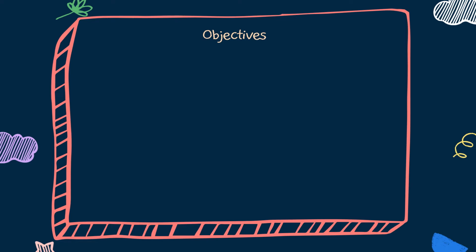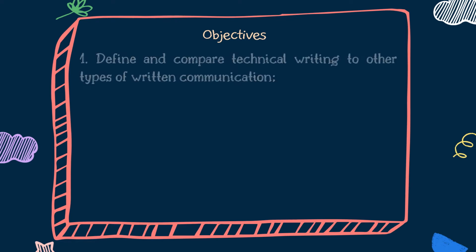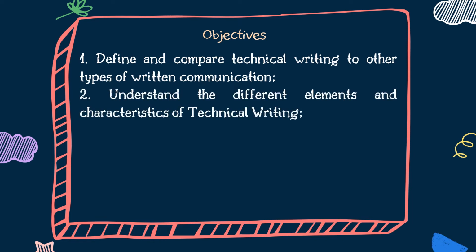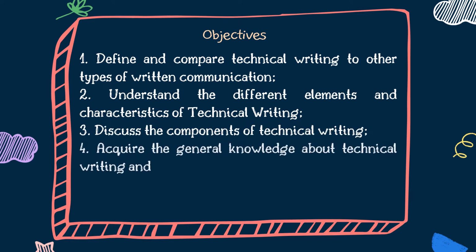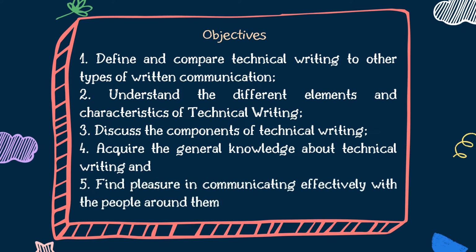And here are the objectives. At the end of the discussion, students should be able to define and compare technical writing to other types of written communication, understand the different elements and characteristics of technical writing, discuss the components of technical writing, acquire the general knowledge about technical writing, and find pleasure in communicating effectively with the people around them.